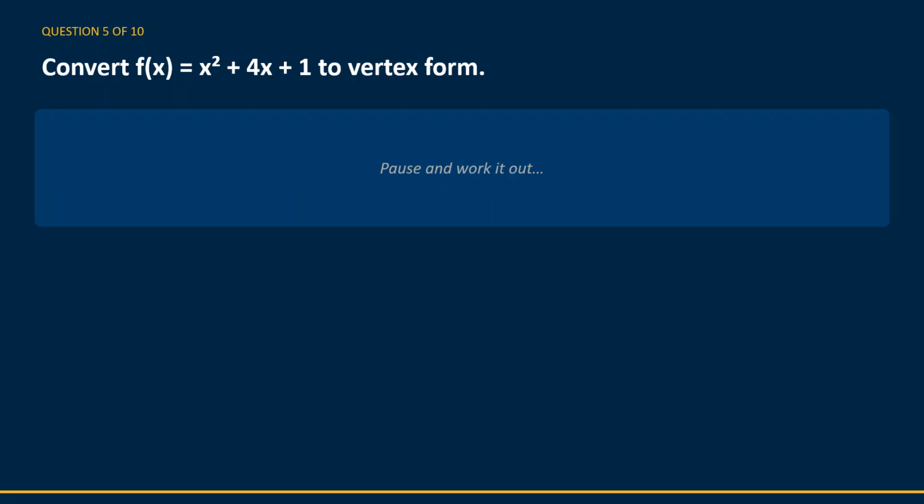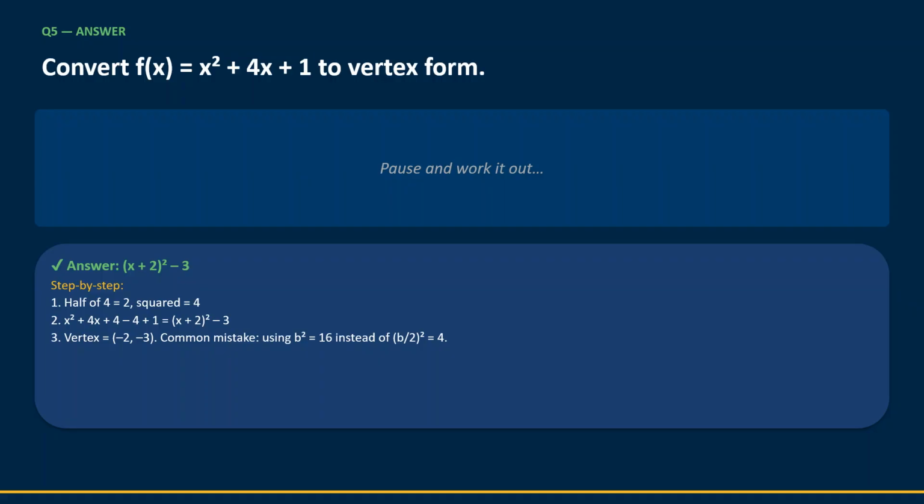Question 5. Convert x squared plus 4x plus 1 to vertex form. The answer is (x plus 2) squared minus 3. Half of 4 is 2. Squared gives 4. x squared plus 4x plus 4 minus 4 plus 1. That factors to (x plus 2) squared minus 3.